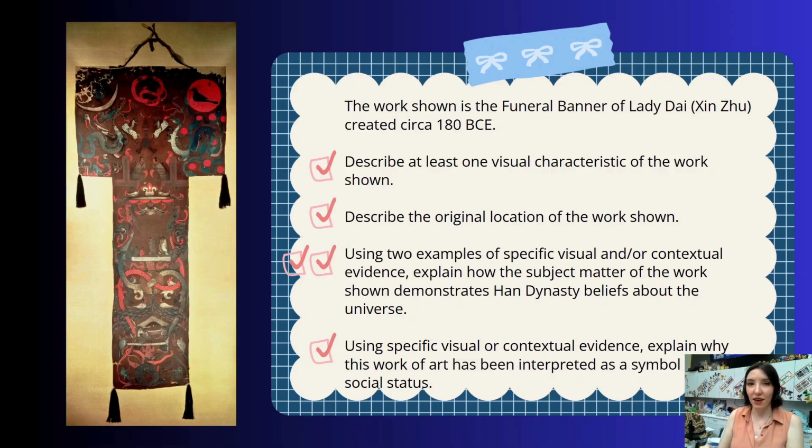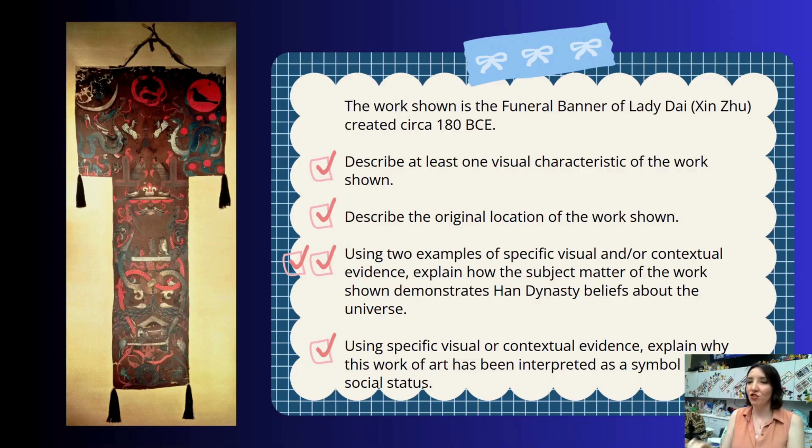Then I read the FRQ. The work shown is the funeral banner of Lady Di, created circa 180 BCE. We don't have to do any identifiers here. It's a short FRQ, so it's just giving you that info. We love that. First point, describe at least one visual characteristic of the work shown. Oh wow, look, it provides a picture. Visual characteristic is a gimme point as long as you write enough about it. So look at it, write about what you see.